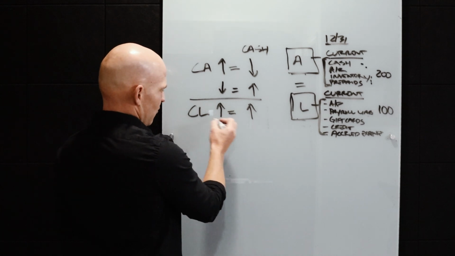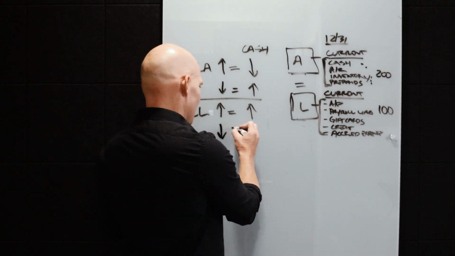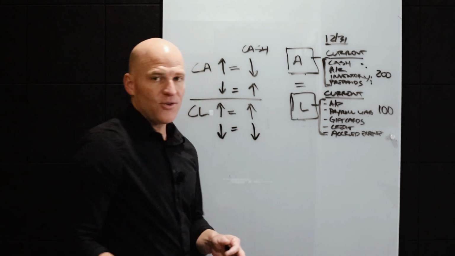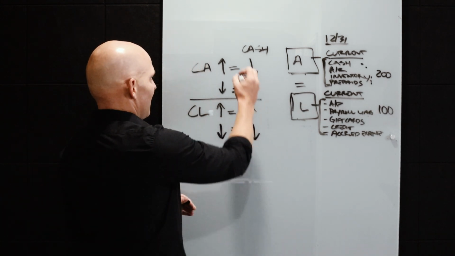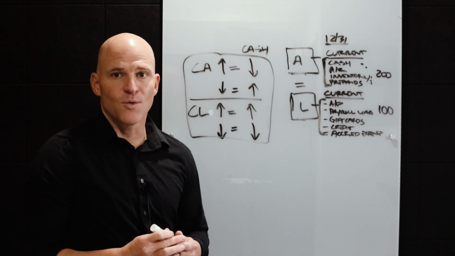So the same thing is true, current liabilities go down. It means you're paying down your liabilities. Well, guess what? You're paying them down, so therefore you have less cash. This is the relationship to understand when it comes to working capital.